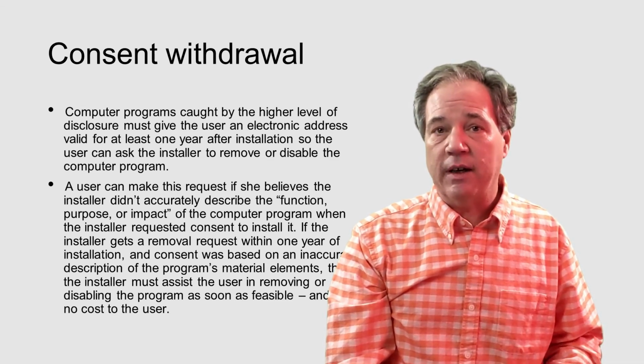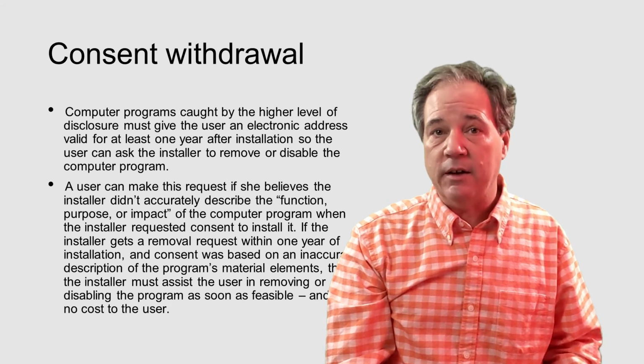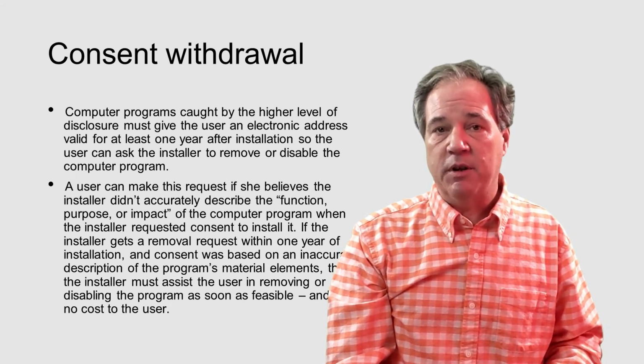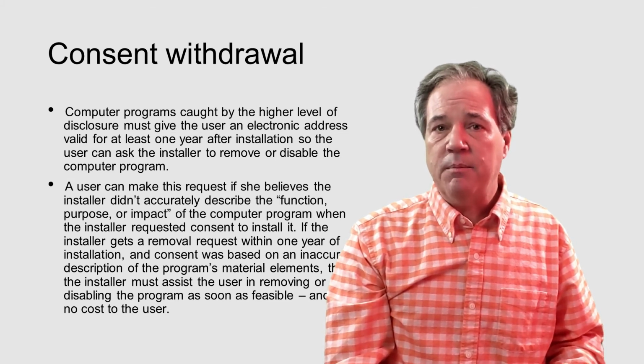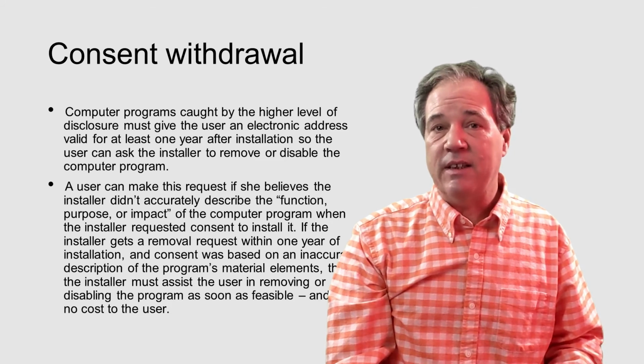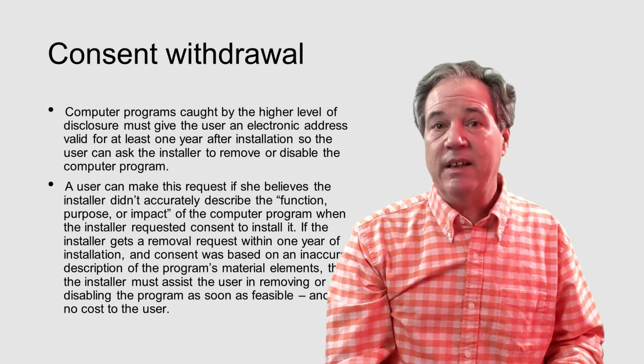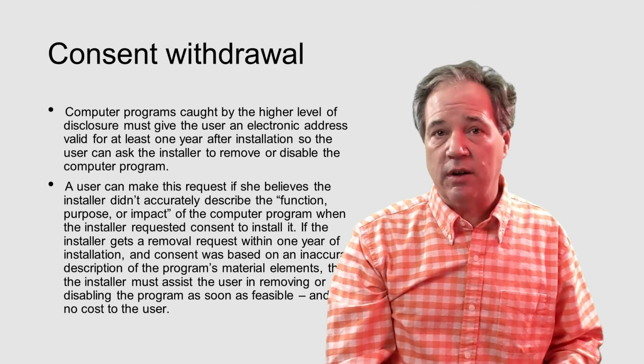Now, like the unsubscribe for commercial electronic messages, anybody who installs software that meets this higher threshold has to include an electronic address that is valid for at least 1 year so that the user can ask the installer to remove or disable the program. A user can make this request if they believe the installer didn't accurately describe the function, purpose, or impact of the computer program when the installer requested consent to install it.